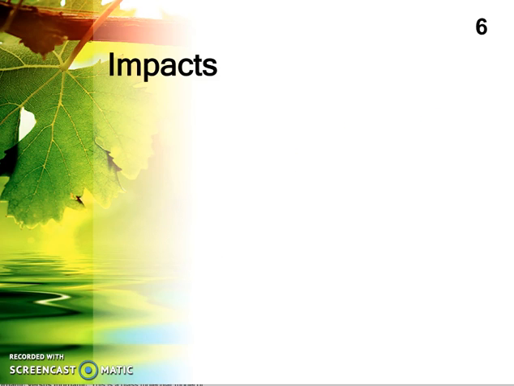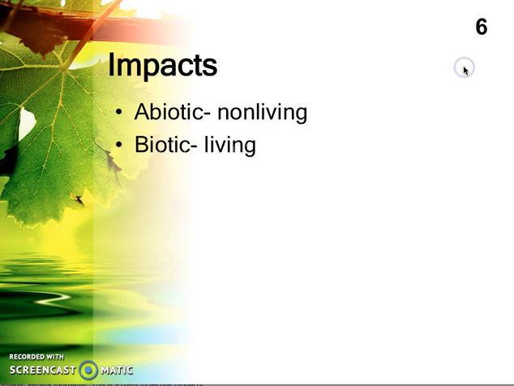The last thing we'll talk about in this video is the things that impact an ecosystem. So there's different parts of an ecosystem. There's things called abiotic factors. So that's anything in an ecosystem that's non-living. So this is any of that inorganic matter. So water, carbon dioxide, oxygen, anything that's non-living is an abiotic factor.